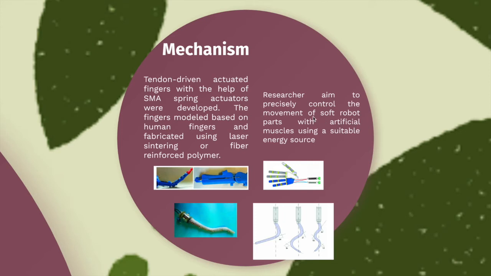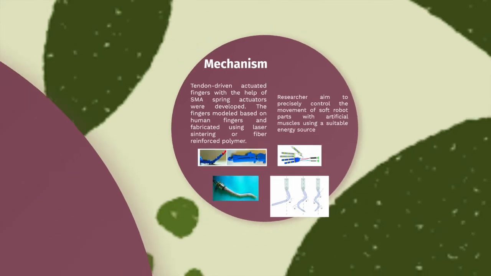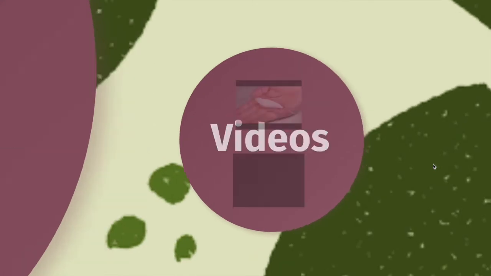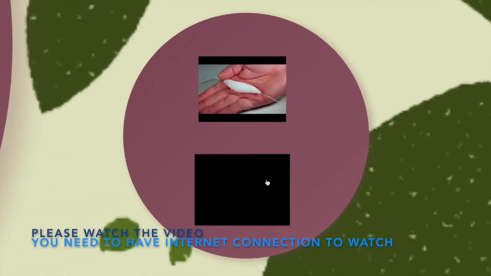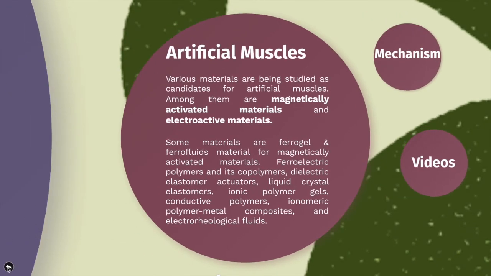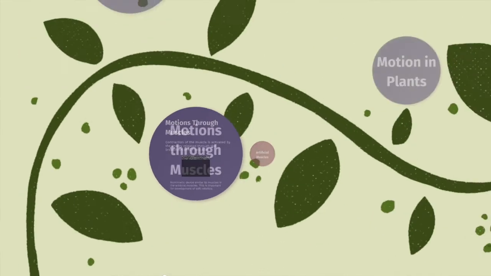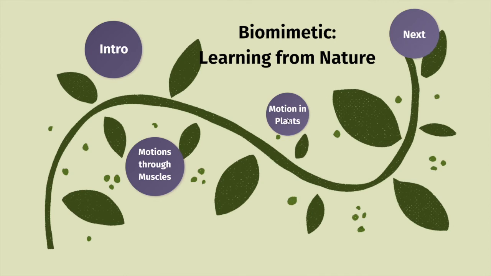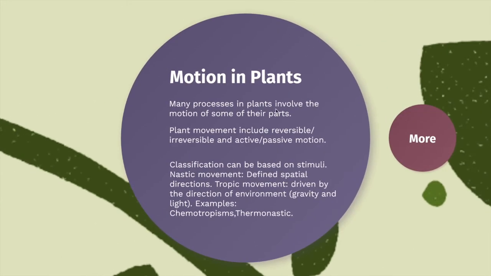The second prototype is the octopus arm. Here is the movement of the octopus arm. This is the prototype, and that's the mechanism. We also have the videos. There are two videos about the muscles, and I need you to watch these two videos. Then let me go back. This is all about muscles, and then we go to plants.